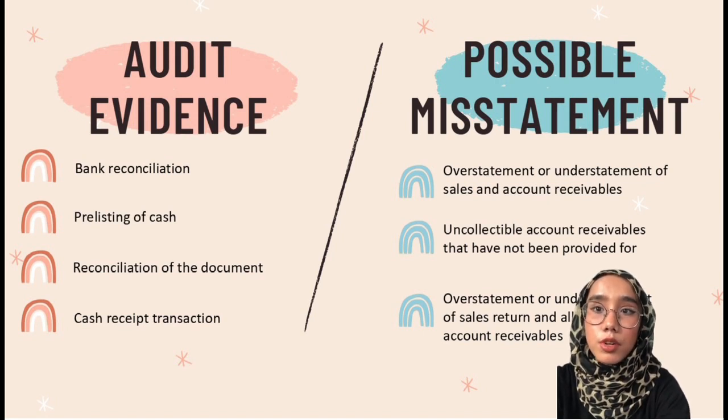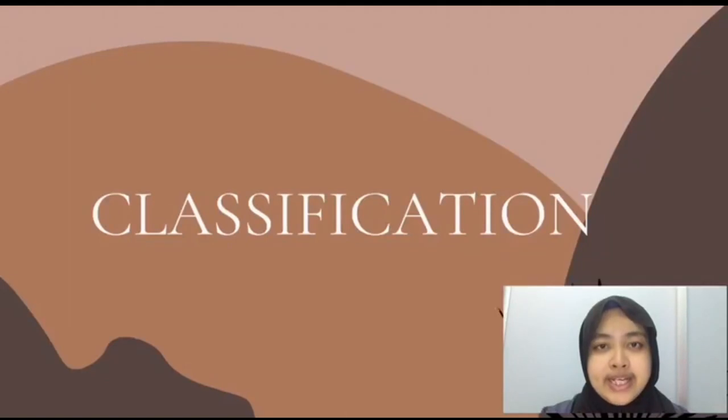Meanwhile, there are 3 possible misstatements in sales, which are overstatement or understatement of sales and accounts receivable, uncollectible accounts receivable that have not been provided for, and the last one is overstatement or understatement of sales returns and allowances and accounts receivable. I will present the next session, which is classification.